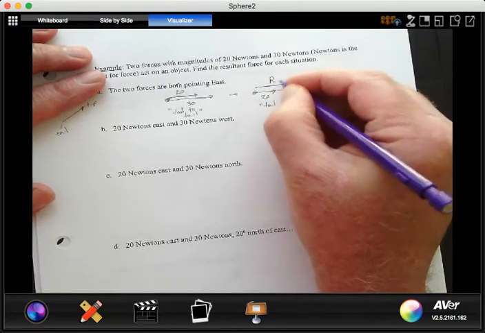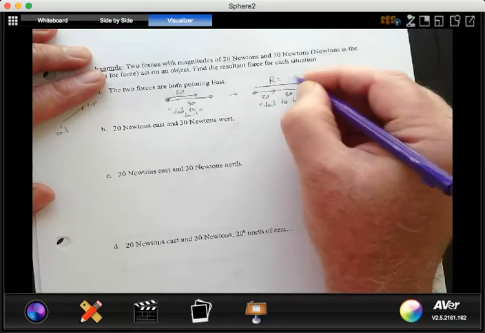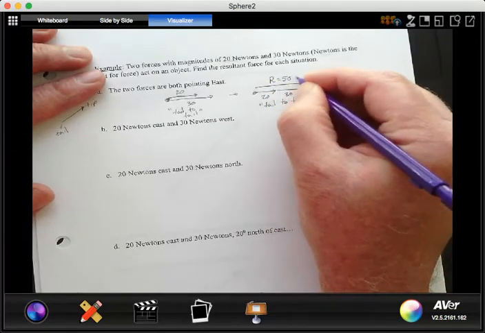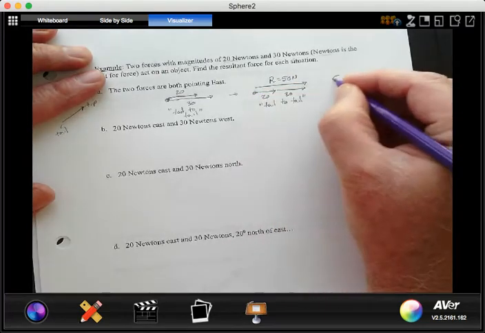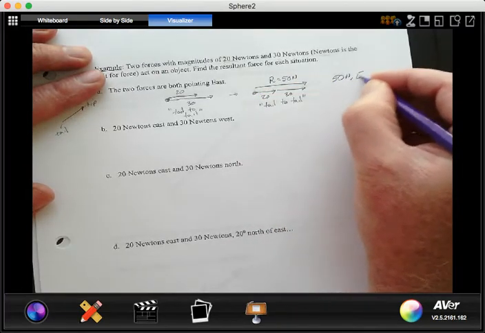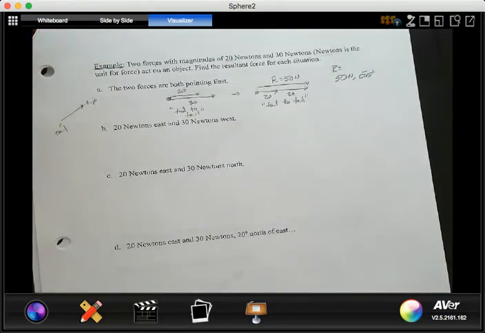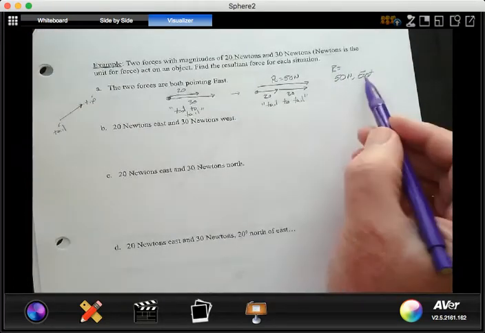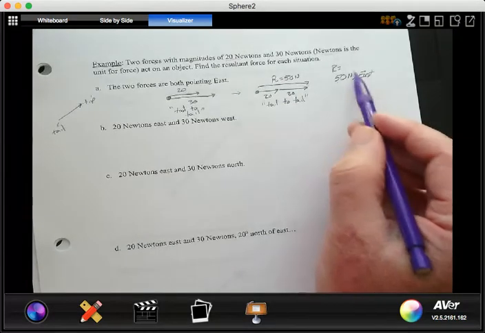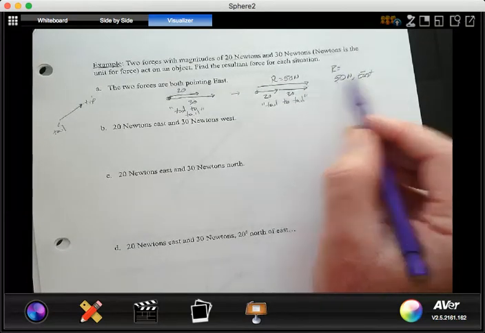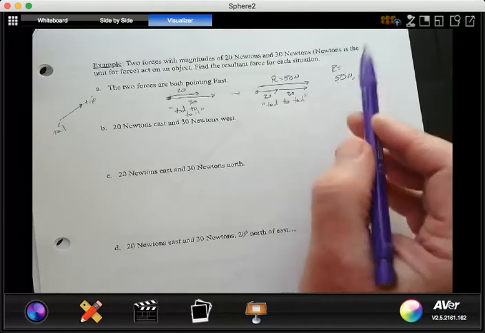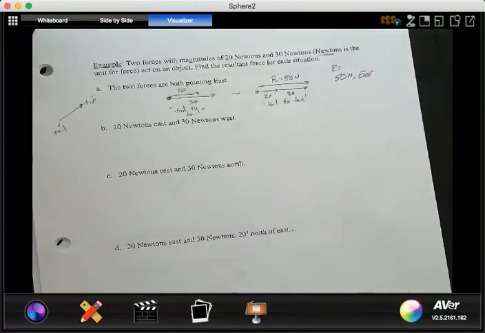I'm going to label the resultant R for now, and that is going to be 50 newtons long. So it would be 50 newtons east is my resultant, because remember, vectors have to have direction as well. So just saying 50 newtons is not complete. That's just the magnitude. I have to have magnitude and direction. And be careful, N doesn't stand for north. It stands for newtons.